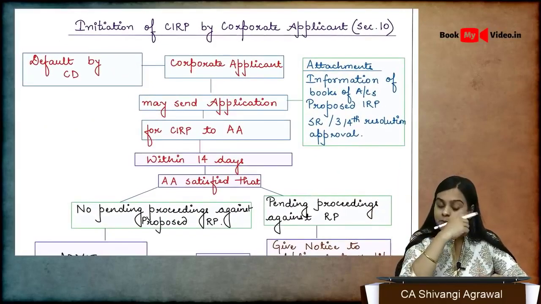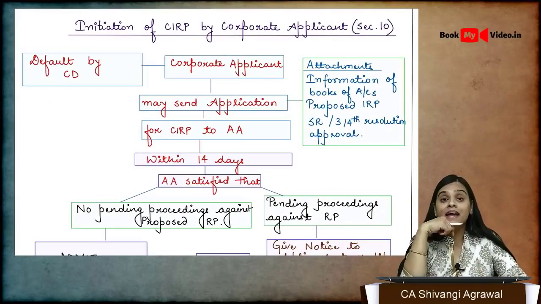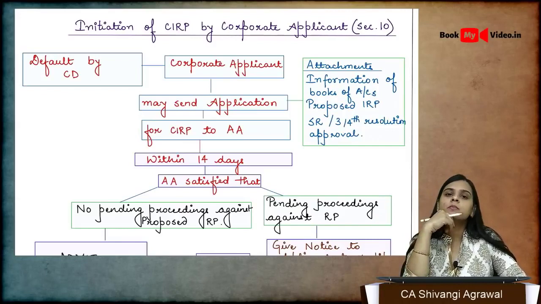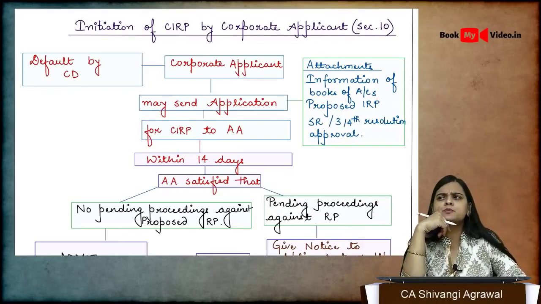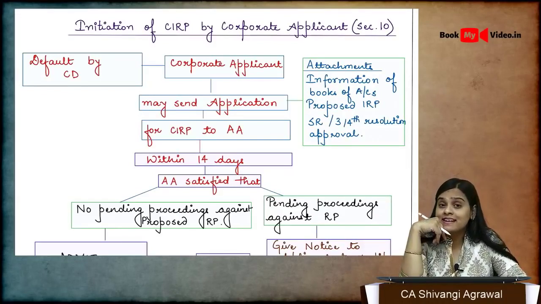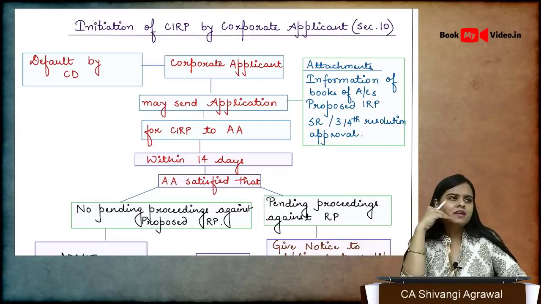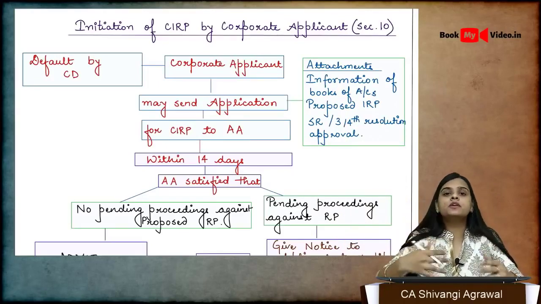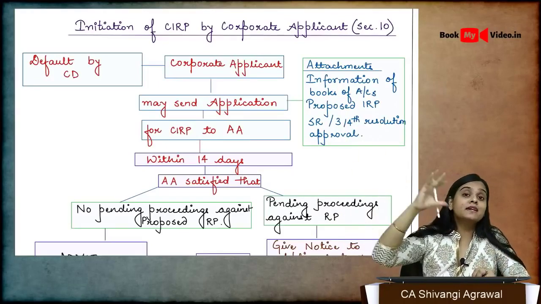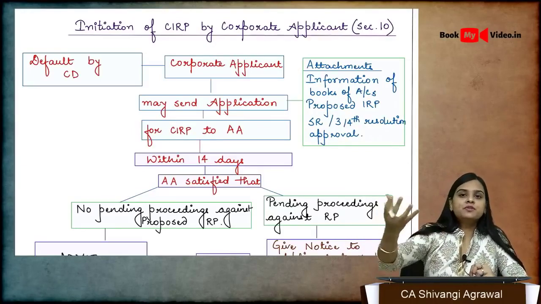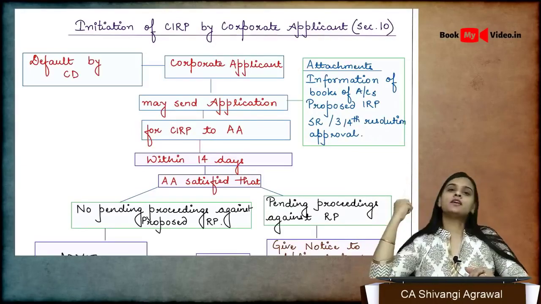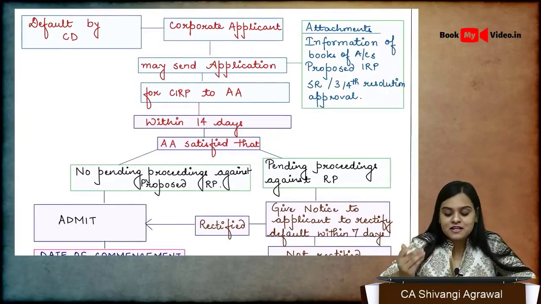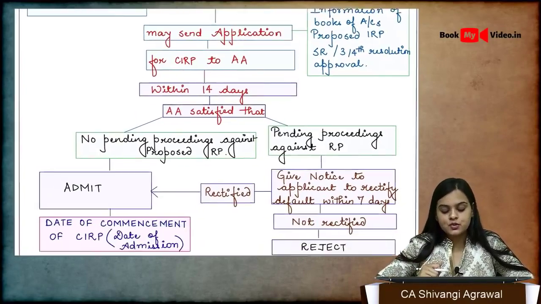Clear? Now comes section number 10, initiation of CIRP by the corporate applicant. The corporate applicant himself can also make an application for CIRP. Supposedly it thinks that maybe if we don't treat our insolvency now, we might run into liquidation, or we might incur some heavy losses. So it's better to revive our situation, and a professional can certainly do that better. So we want some professional to take over the management and try to resolve with a beautiful resolution plan. So the corporate debtor himself makes an application to the adjudicating authority.